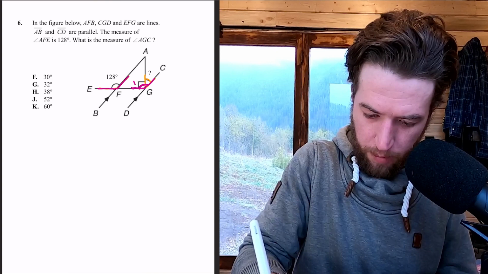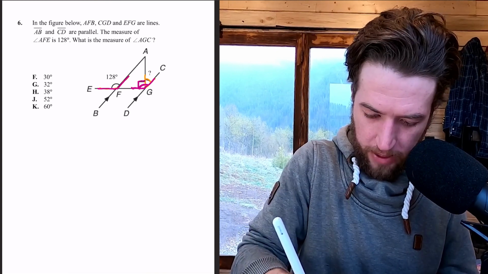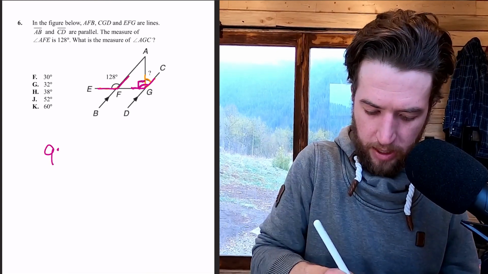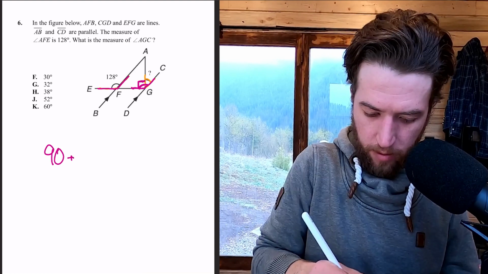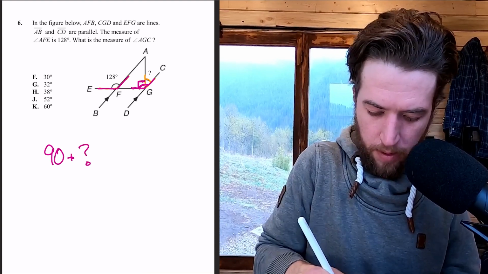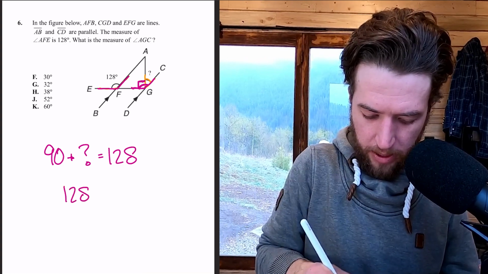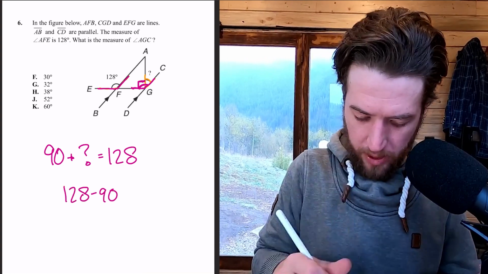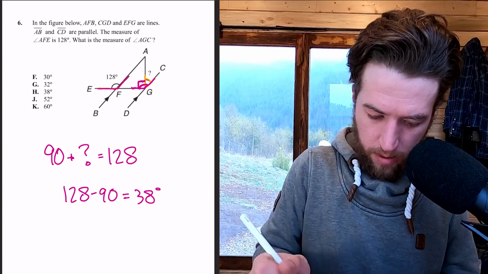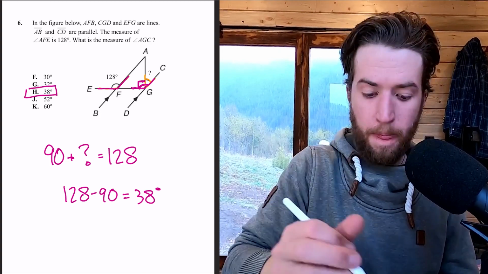Okay, and then if we back that up just a little bit, you see a chunk of that is 90. So really 90 plus this unknown amount, this question mark amount, should equal 128. So 128 minus 90 is, what is that, 38? That is our missing angle, letter H.